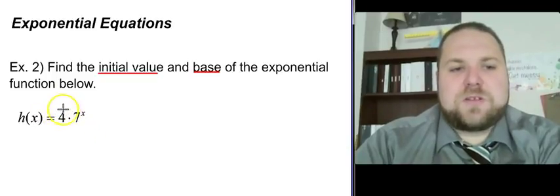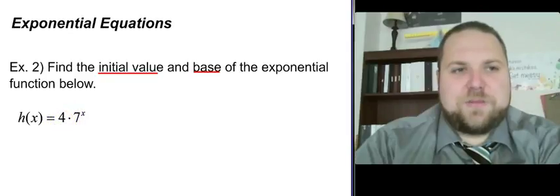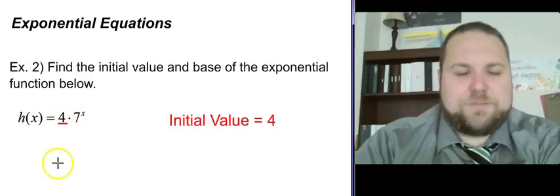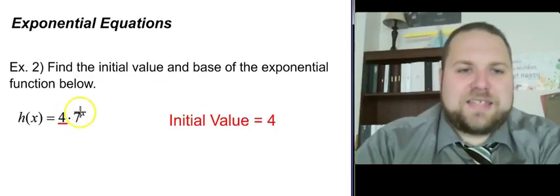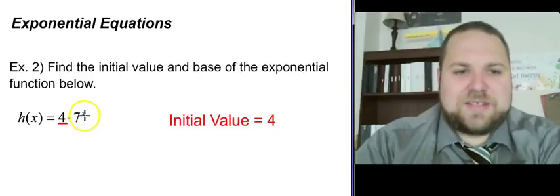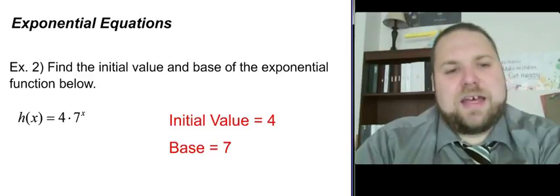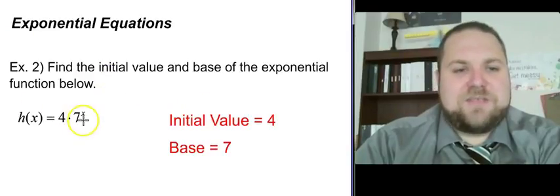The number that we're multiplying by first that has no variable with it is our initial value. So our initial value is just 4 right there. The base, the growth factor, is the number raised to the x power. So in this case, my base is going to be 7. So I can find the initial value and the base very quickly if I'm given the equation.